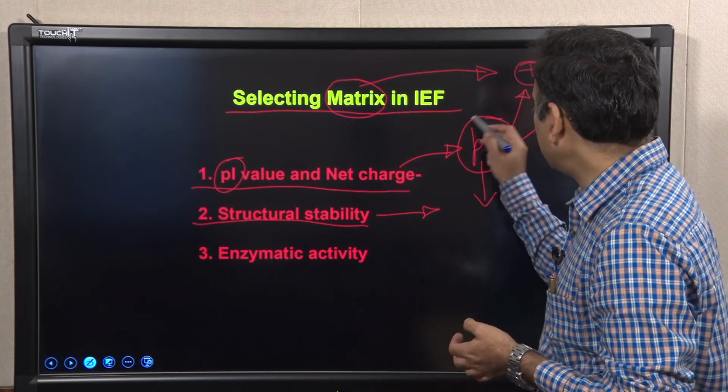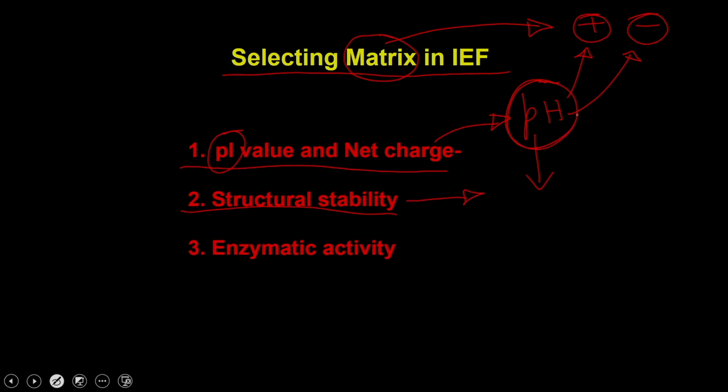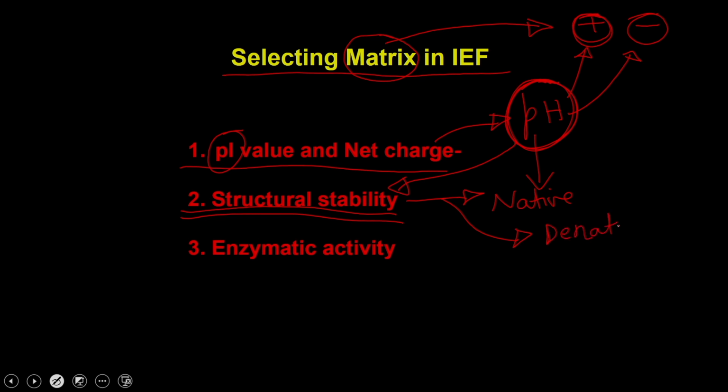So, once you have decided that at this particular pH the protein is going to have the positive charge, and I can use the particular ion exchange matrix, you also have to consider whether the protein is structurally stable or not, because if it is not structurally stable, it is not going to give you the native protein. Your protein is going to be denatured, and the purification of a denatured protein is not very desirable.